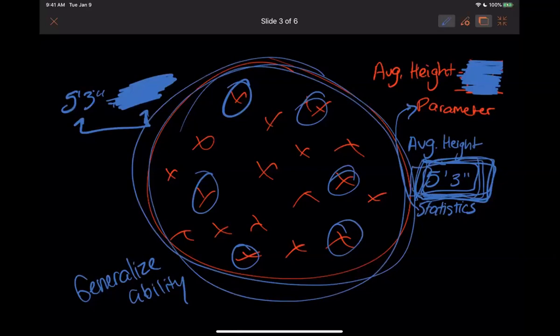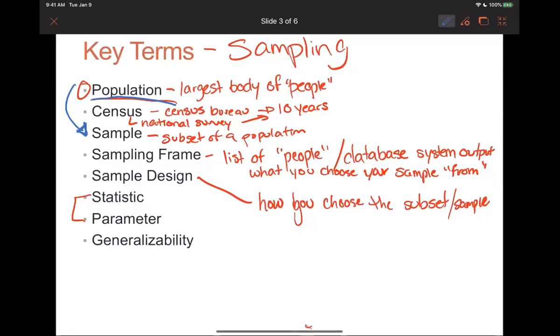And if I end up saying that 4 foot 6 is the average height of a person because I just happen to choose, inadvertently or intentionally, the shortest of everybody in this bunch, when in actuality 5 foot 6 is the average height, I'm much worse off than if I had come up with a 5 foot 3 estimate. And so that's why the generalization part becomes an important thing. We care about this idea of generalizability.